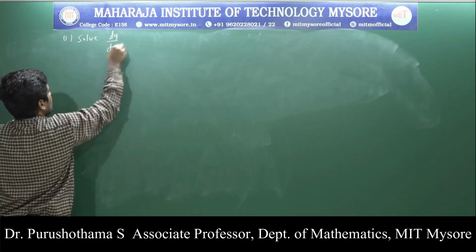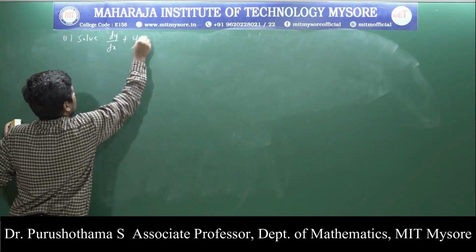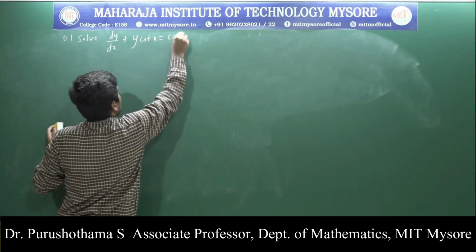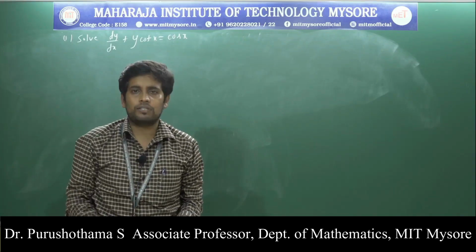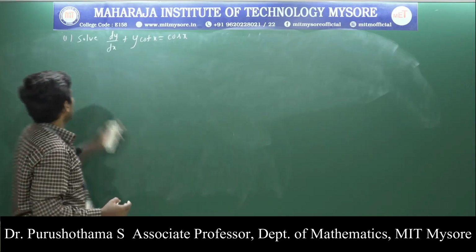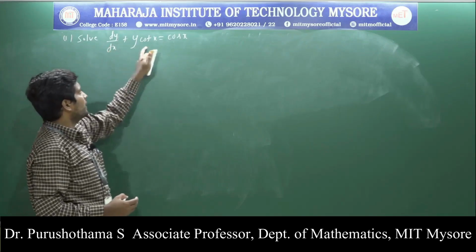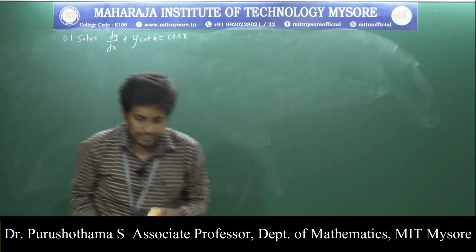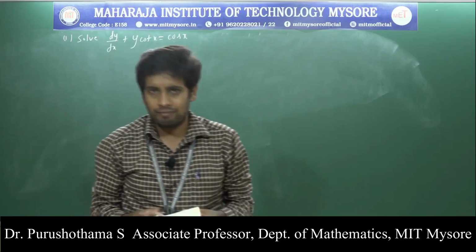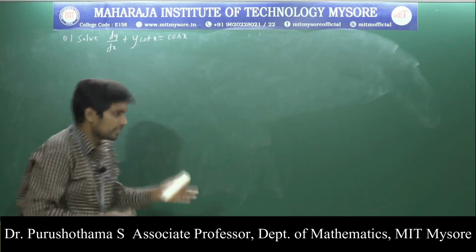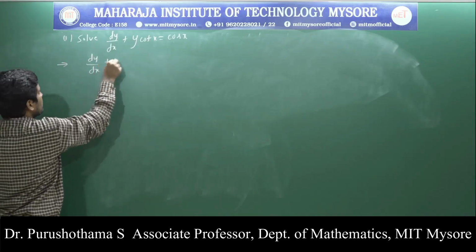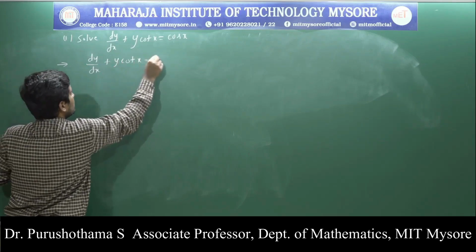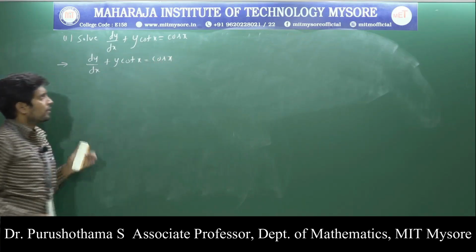dy by dx plus y into cot x is equal to cos x. This is the first problem in linear differential equation. So the problem is, solve dy by dx plus y into cot x is equal to cos x. In this problem we find the dependent variable value, means find the value of y. So first write the given equation. Given equation means dy by dx plus y into cot x is equal to cos x.